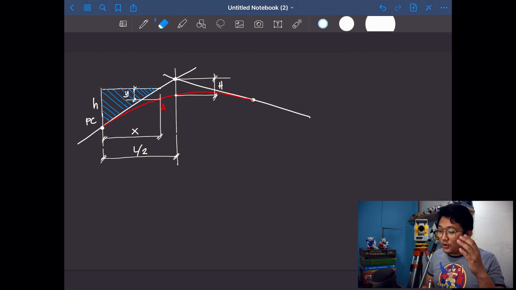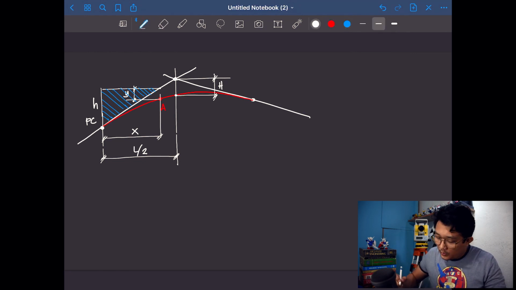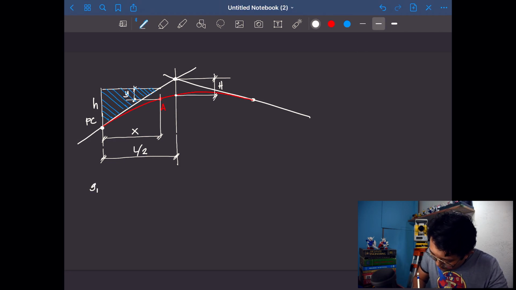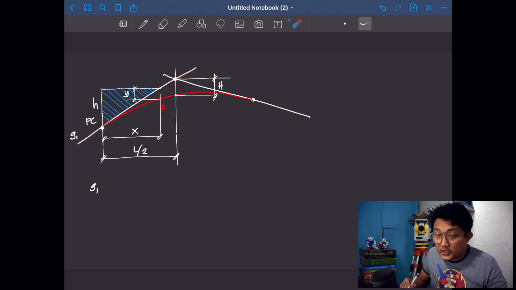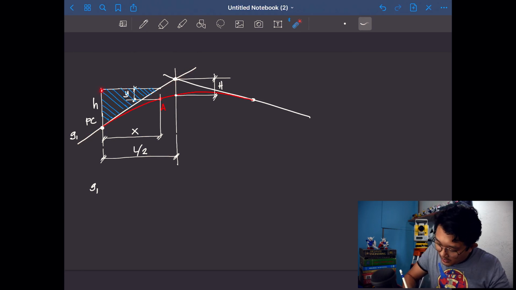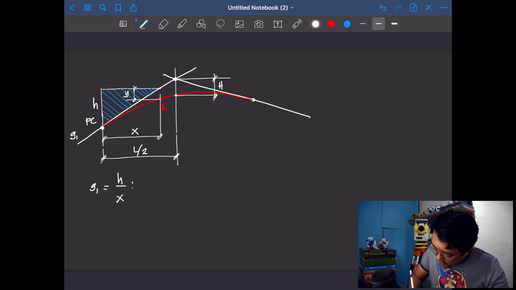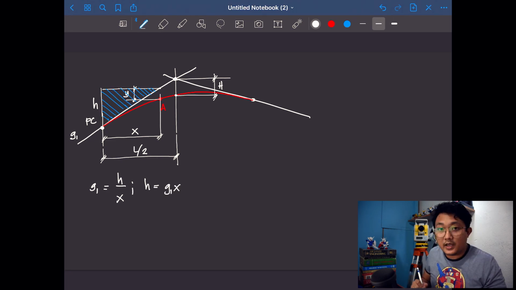To solve for the value of h, we can write that your slope, take note, g1, this line has a slope of g1. Now g1, the slope, is just rise over run. So you will have rise and run, and consequently this must be equal to h over x. Therefore, I can rewrite h as just g1 times x. Solved for h. How about y?